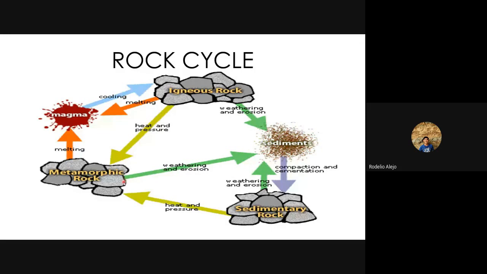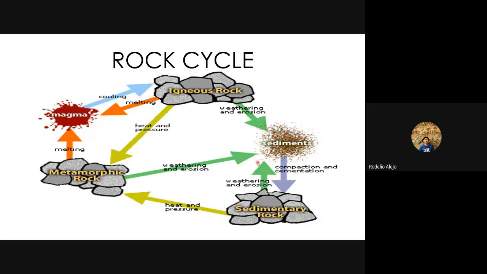So here is a rock cycle, as you can see here. Our igneous rocks are formed from the cooling of magma. Okay? When magma is ejected from a volcano, that results in lava ejection. Once cooled, it can form extrusive igneous rock or intrusive igneous rock. When that igneous rock undergoes weathering and erosion, that yields sediments, which will undergo lithification, which is compaction and cementation, yielding sedimentary rocks. Then sedimentary rocks and igneous rock, when they undergo heat and pressure, yield metamorphic rock.